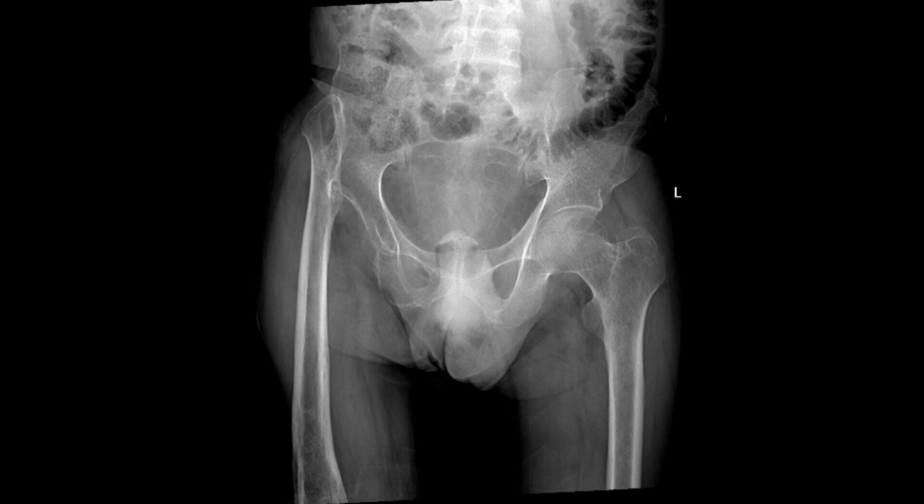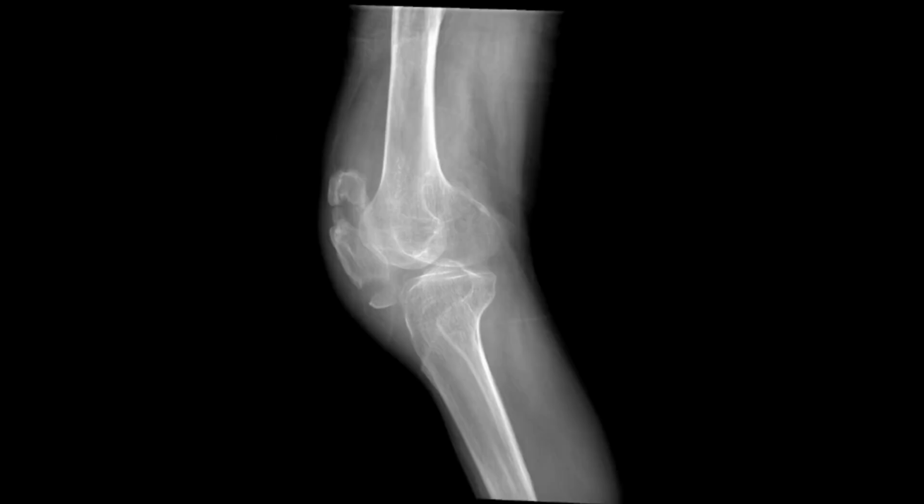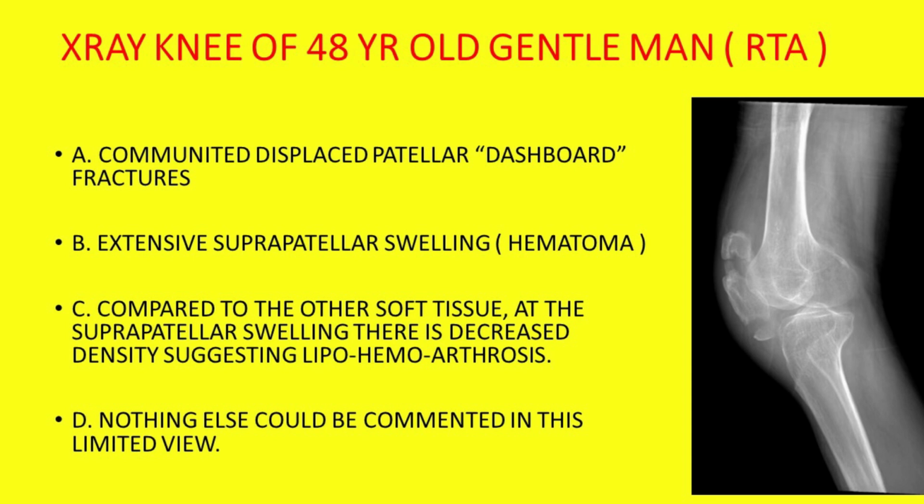We'll go to the answer of the first quiz now. So I'm giving the X-ray knee of a 48-year-old gentleman in a road traffic accident. It shows comminuted displaced patellar dashboard fractures, multiple fractures. You can see that an extensive suprapatellar swelling is seen, which indicates hematoma. In comparison with the other soft tissues, at the suprapatellar swelling there is decreased density, which suggests lipohemoarthrosis, and I think everybody would know. Nothing else could be commented in this limited view of the X-ray knee lateral view.